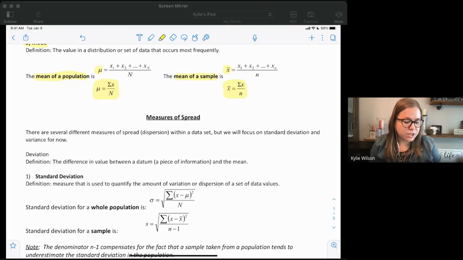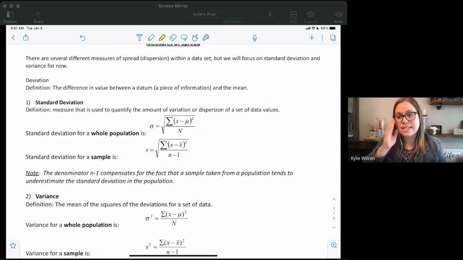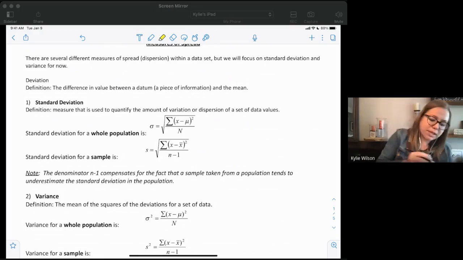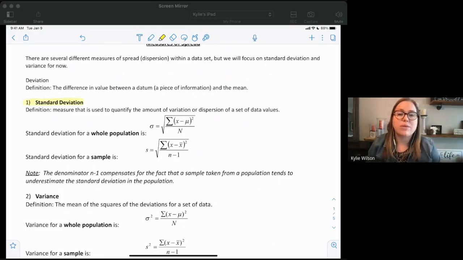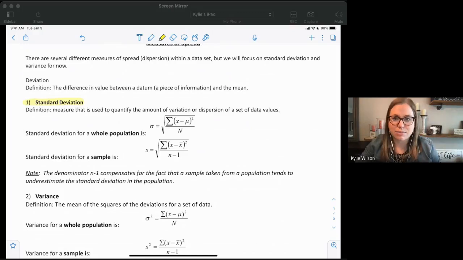So a couple definitions. First is deviation. What deviation is, it's how far our data points are from the mean. So what is the distance from my data point to the mean? Is it really far? Is it really close? That's really what I want to know. Now, this leads us to the first thing that we will be calculating, and we'll be looking at what's called standard deviation. What this does is it quantifies the amount of variation in a data set. In other words, it gives us a number that we can use to understand if one data set is more dispersed than another.